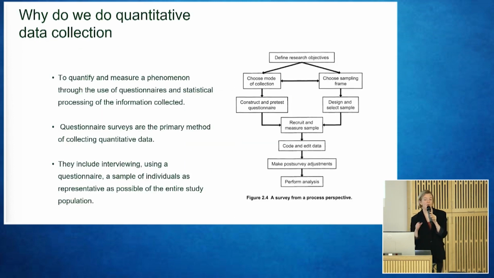Okay, we're going to move on to quantitative data collection, and really the most common quantitative data collection tool that we use in behavioral risk is the survey. So this is used to quantify and measure phenomena through questionnaires and then subsequent statistical processing. It often includes a process of interviewing or face-to-face surveying, and then this tree is just a very parsed down process of what the survey process entails.